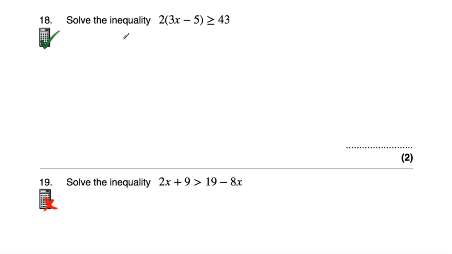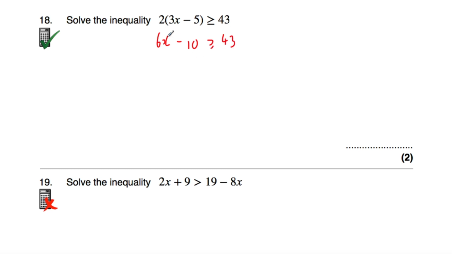Question 18 says, solve the inequality 2 brackets 3x subtract 5 close brackets is greater than or equal to 43. So my first step here is I'm going to expand the brackets. So I'm going to multiply what's in the brackets by 2. So 2 times 3x is 6x, and then we take away 2 times 5, which is 10. And that's greater than or equal to 43.